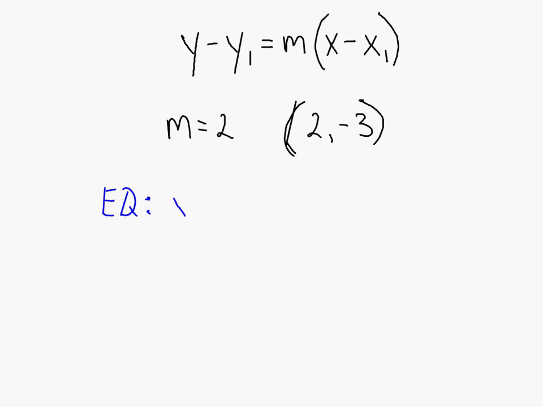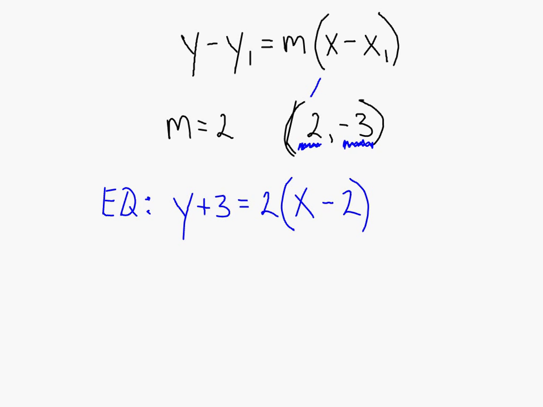All right, we go the letter y. And then following the letter y goes the opposite of the y value given. What's the opposite of negative 3? Positive 3. Equals the slope, your m is 2, times the letter x, and with the x goes the opposite of the x value given, minus 2. That's your equation in point-slope form. The minus 2 came from the opposite of the x value given.